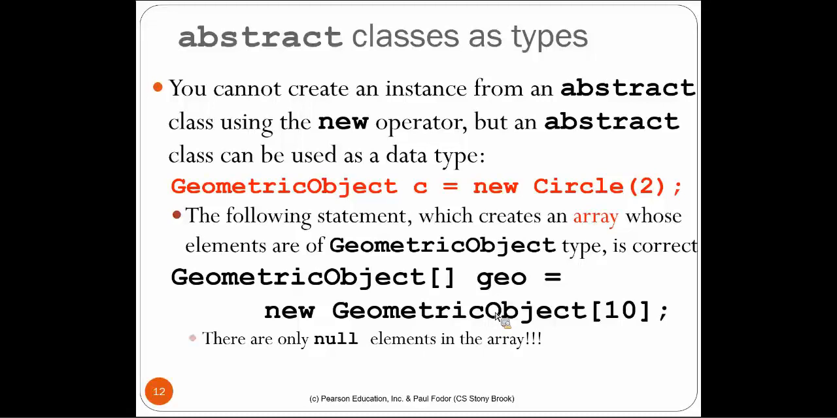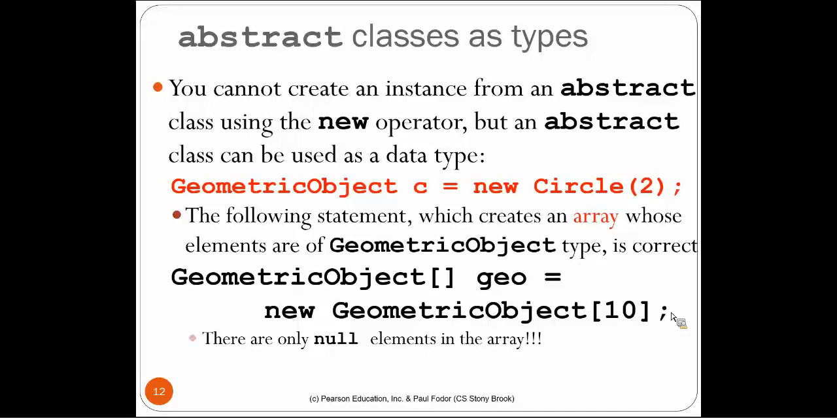It's also allowed to create an array of elements of the type of the abstract class. So geometric object was defined as abstract. We can actually create an array geo of new geometric objects. Each one of them has basically references to actual geometric objects once we assign them. At the current time, all of these have a null reference because we actually didn't create instances of subclasses of geometric object.